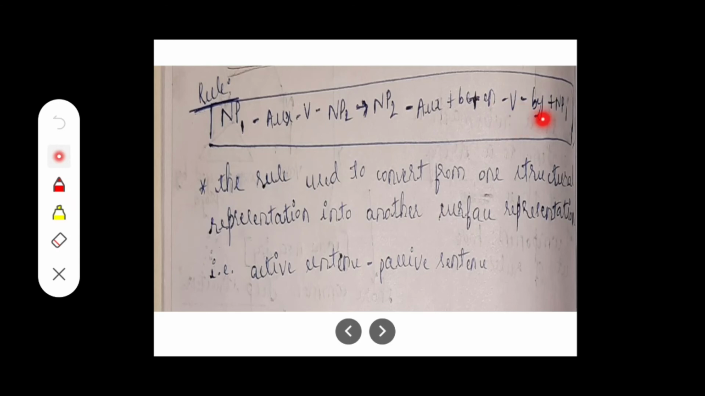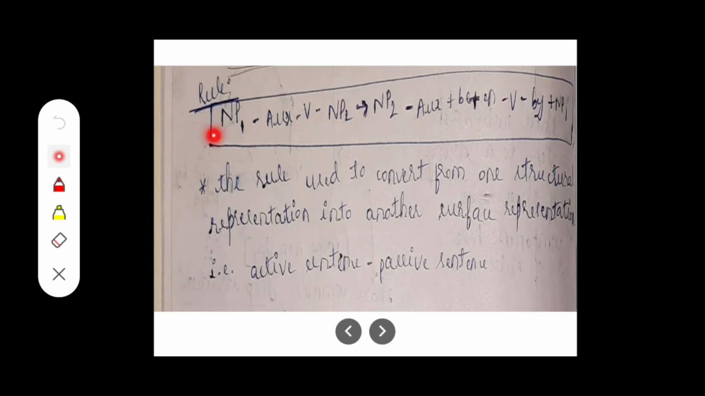We will be adding "by", and lastly that is np1. This is the conversion rule, that is the transformational rule. Here you see np1, this is the left hand side term, right? That is np1, auxiliary verb, and verb, that is the main verb, and np2, or you can also take it as an object. How many terms do we have?